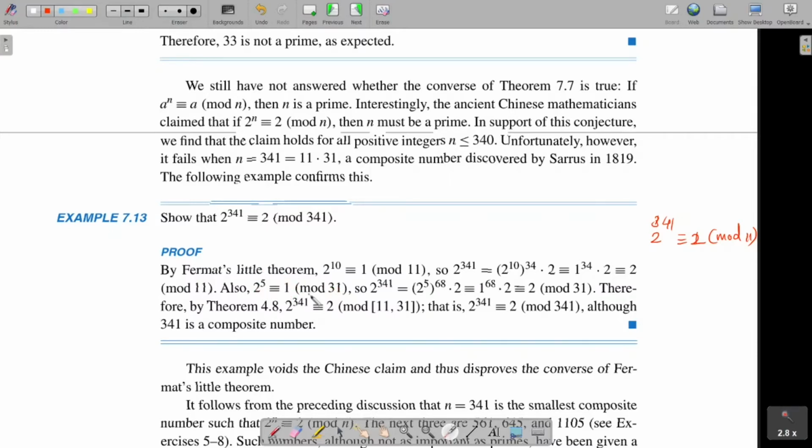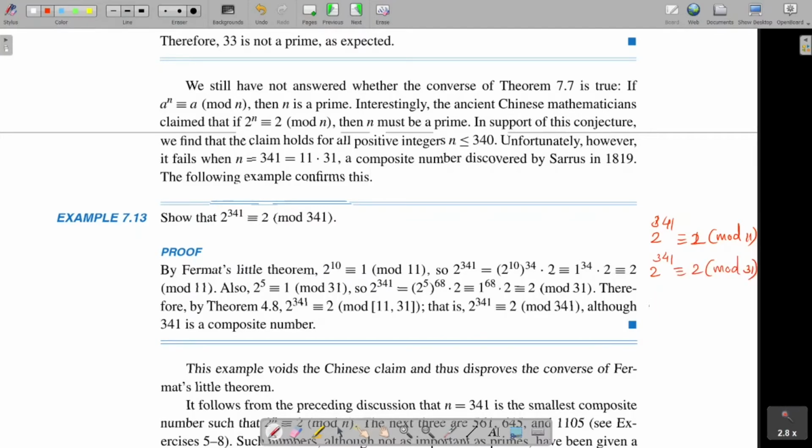So 2⁵ is congruent to 1 mod 31, so now for 2³⁴¹ we try to write 341 in the form 5 into something. So (2⁵)⁶⁸ into 2 is what we wrote. So that is congruent to (2⁵) is congruent to 1. So 1⁶⁸ into 2 is what we get. So it is congruent to 2 mod 31. So the result we got now is 2³⁴¹ is congruent to 2 mod 31 also.